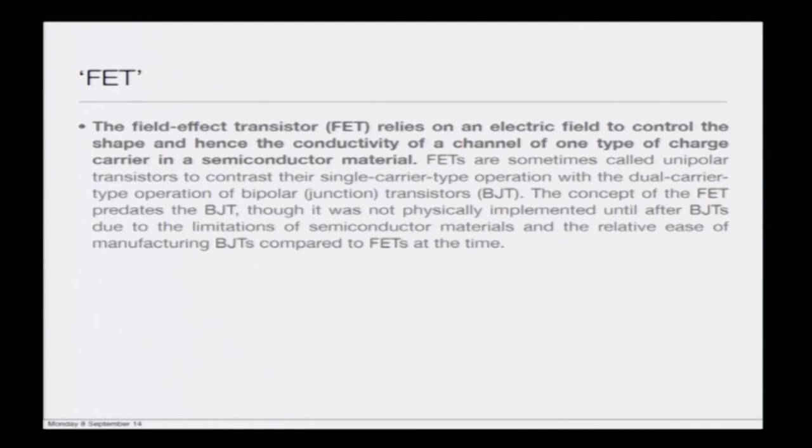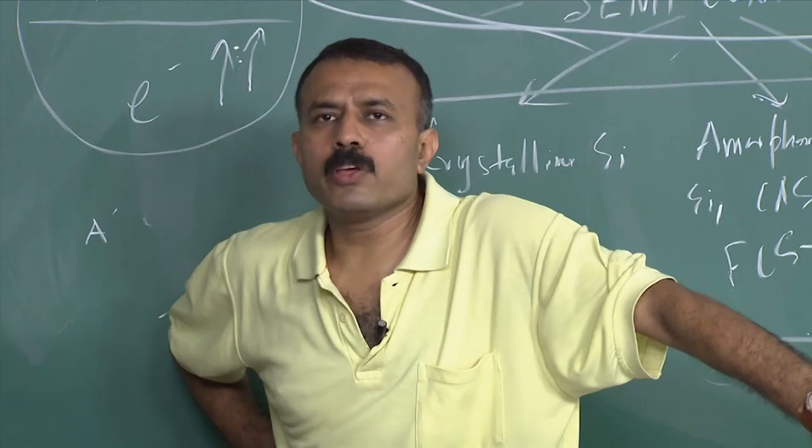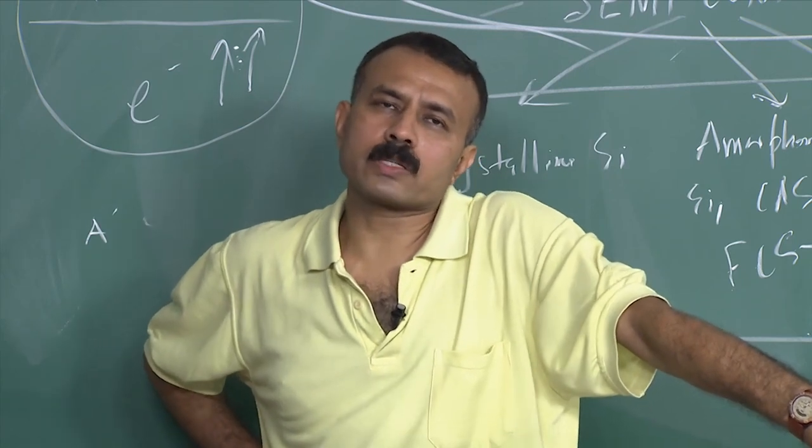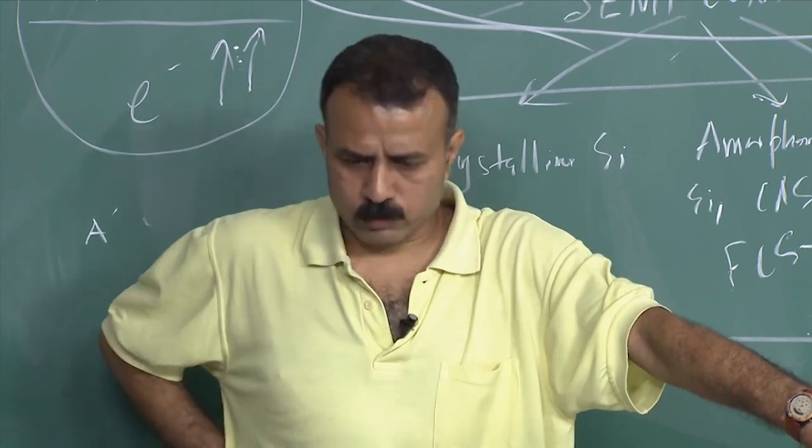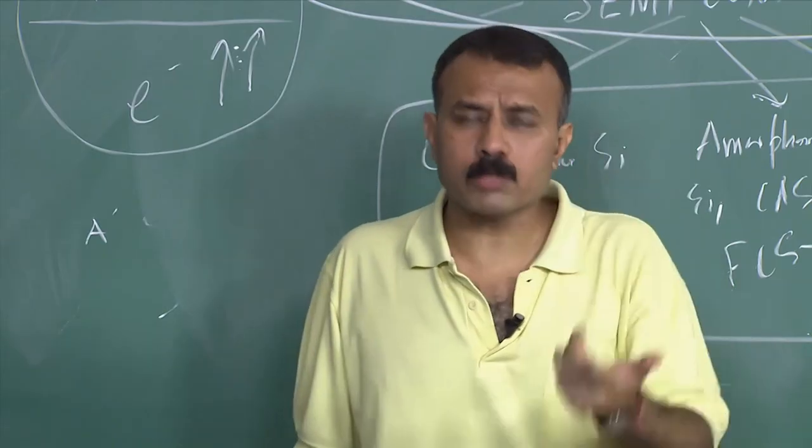This is the key point, and the key word is electric field. If there is a change in the electric field, it changes the signal. FETs are sometimes also called unipolar transistors, in contrast to single carrier type operation. Just for your understanding, the discovery of FET is much before the discovery of crystalline silicon semiconductor devices. As we go through the history, you will observe that the discovery took place somewhere in the 1930s, and much before that, actually, there are patents.